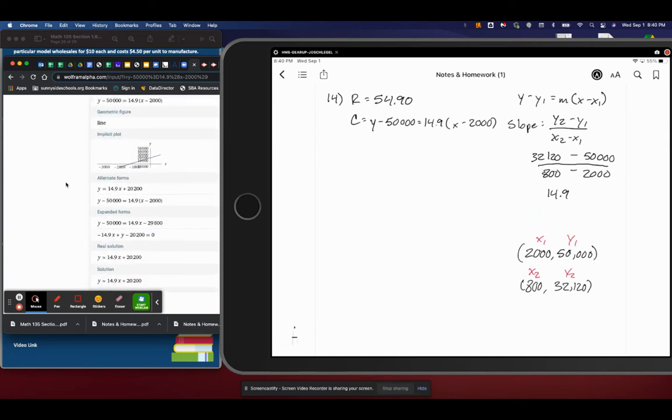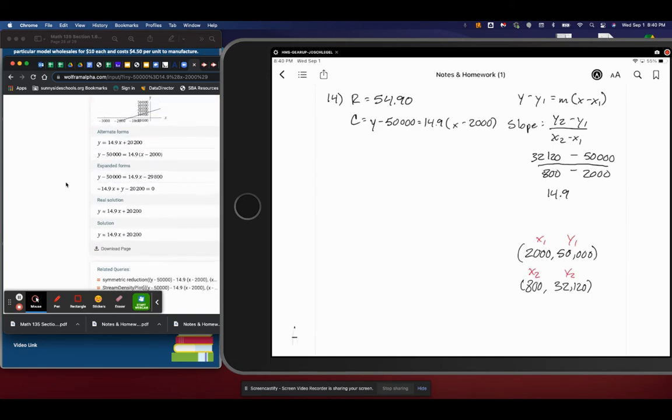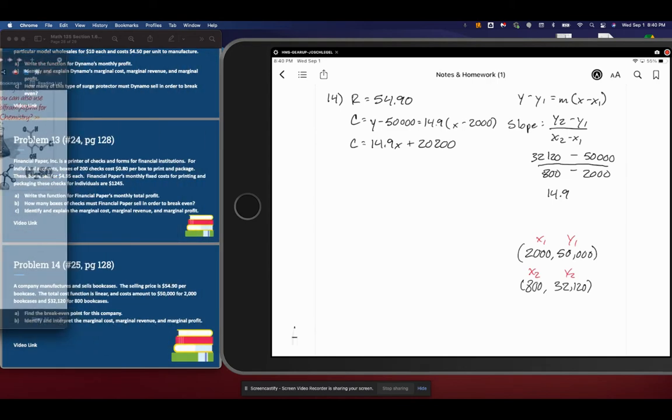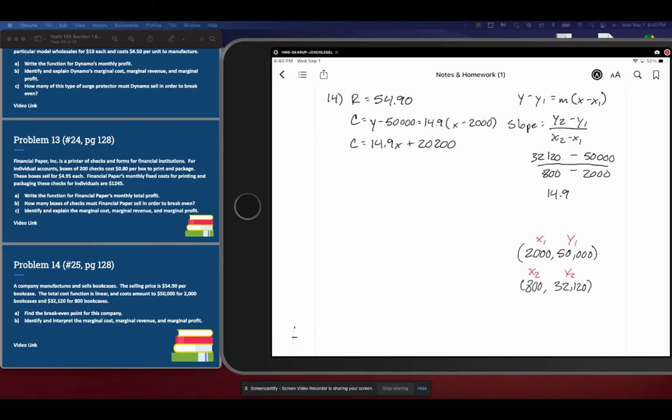The alternate form I get is going to be y equals 14.9x plus 20,200. And so again, both of those cost functions are equivalent. I just prefer the one that looks like c equals 14.9x plus 20,200 over the other.